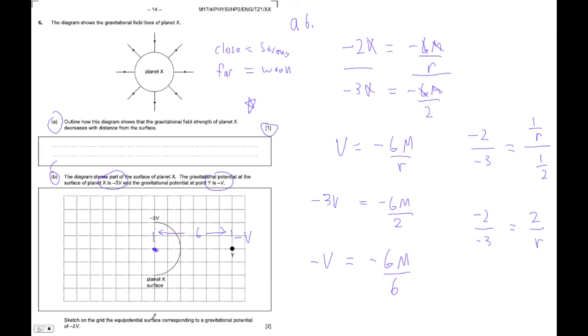So then sketch that, right? So then it says sketch that. It's going to be a circle. It's going to have a radius of 3, right? I hope that helps.